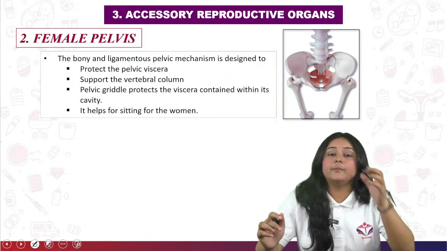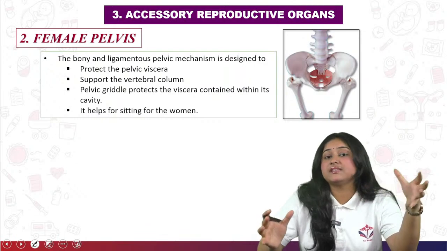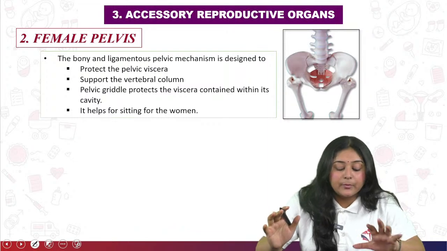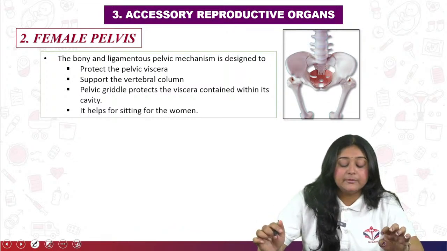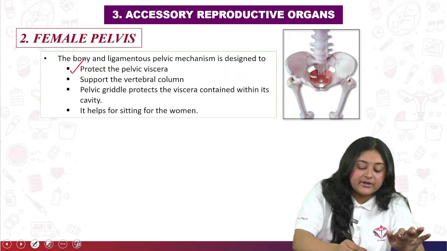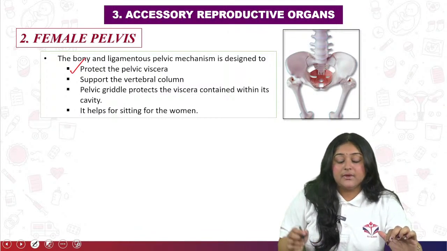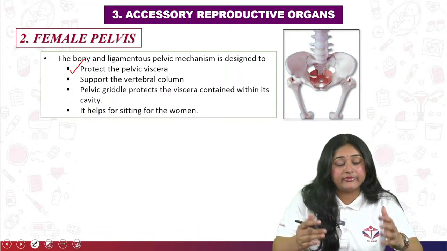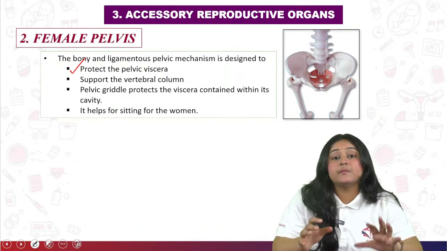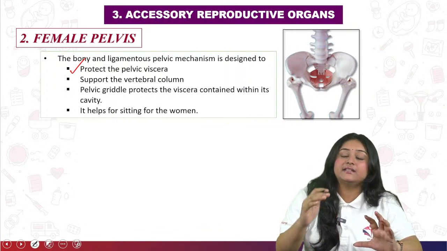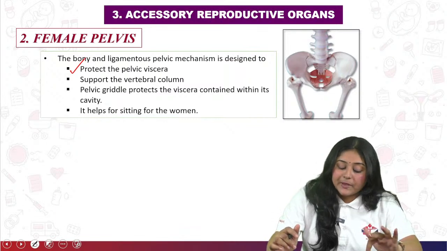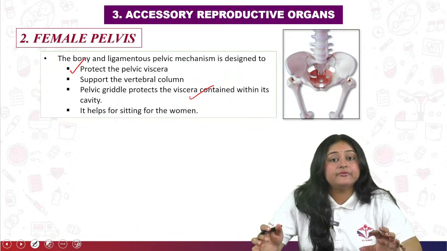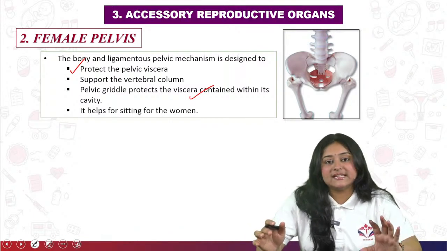First, the female pelvis is a bony, basin-shaped structure. It is only a bony structure, no muscles or anything else. It is a bony and ligamentous pelvic mechanism designed to protect the pelvic viscera and support the vertebral column, while sitting and standing. The female pelvis mainly supports the vertebral column and balances the weight. Next, the pelvic girdle protects the viscera contained within its cavity, and it helps with seating for the woman, not only sitting but standing also.